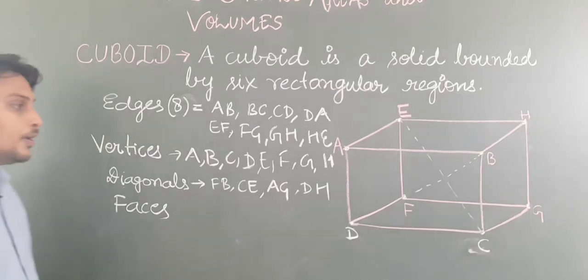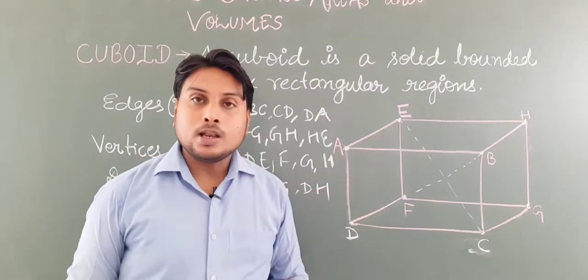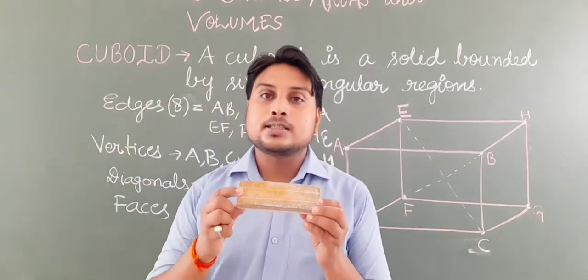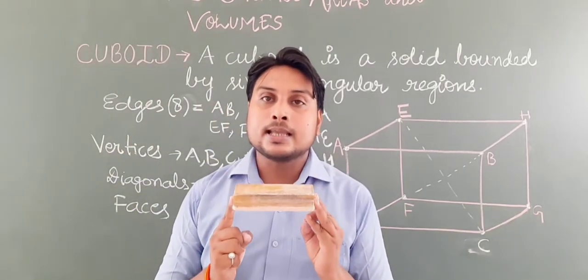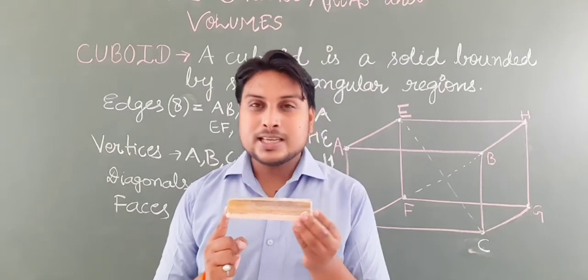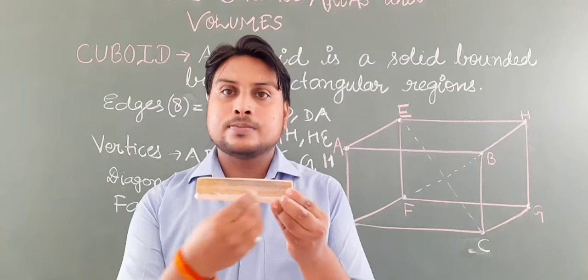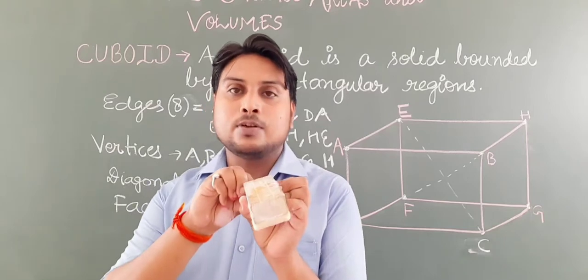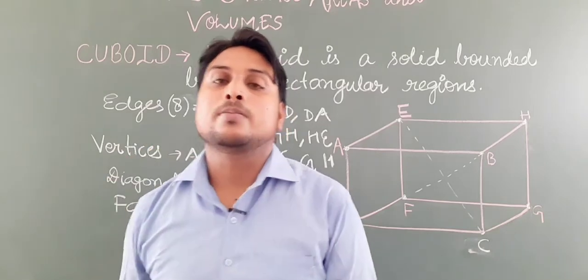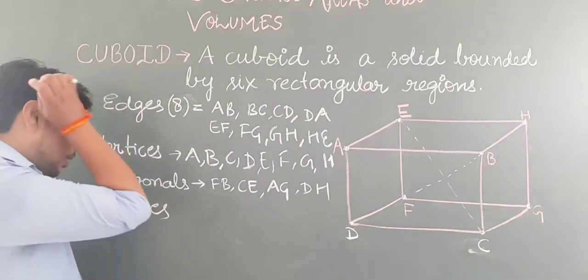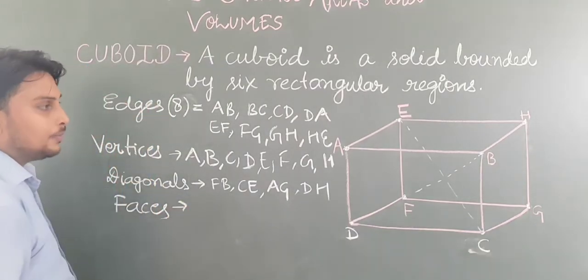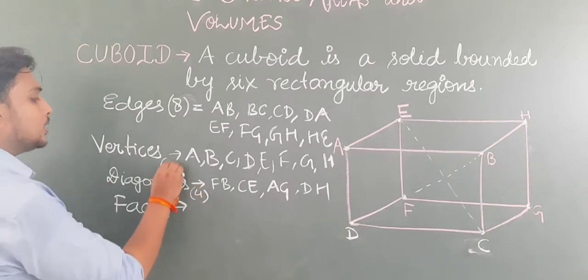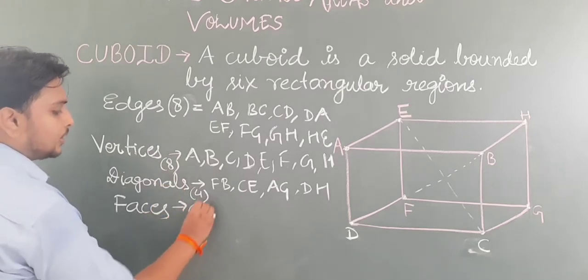So see students, firstly, a total of 6 faces will be there. As I have told you, this duster is an example of a cuboid. So total 6 surfaces are there. One surface is this, one surface is this, one is from this side, one is top and one is bottom. So total 6 faces, or you can say total 6 surfaces are there. And how will you write? Here diagonals are 4, vertices are 8 and faces are 6.